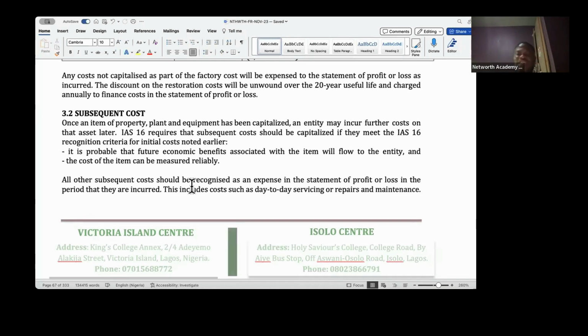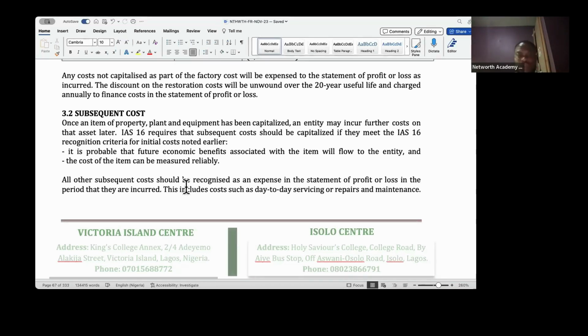So repairs and maintenance or day-to-day servicing just ensure that you maintain the productive level of the asset, or you maintain the useful life of the asset. But subsequent costs that you capitalize don't just maintain, they improve. They either improve the productive capacity of the asset, or they improve the useful life. And in the exam, it will be very clear: we incurred this cost, and it has increased the useful life by 5 years. Know that that kind of cost should be capitalized. That kind of cost should be added to the initial cost of the asset.